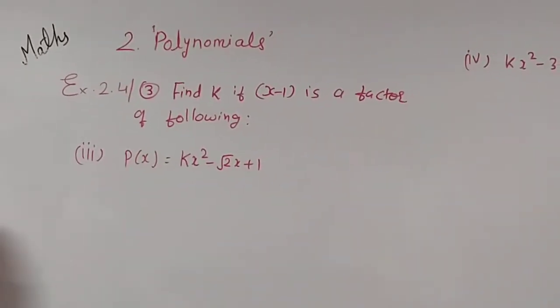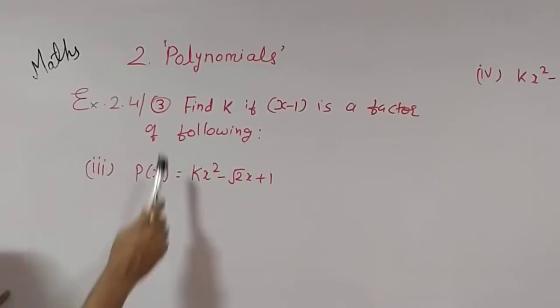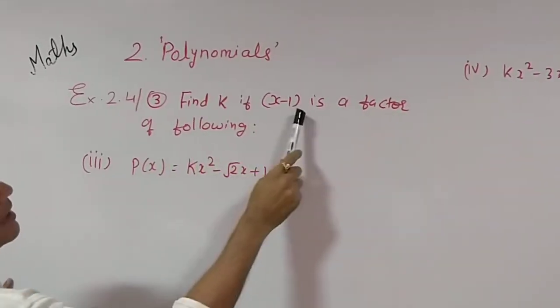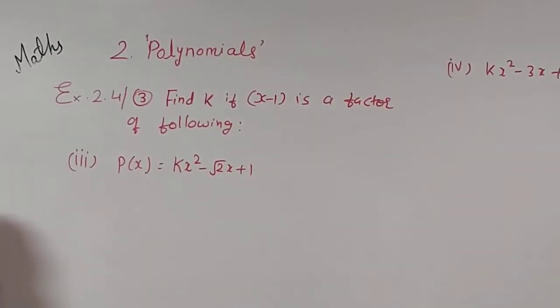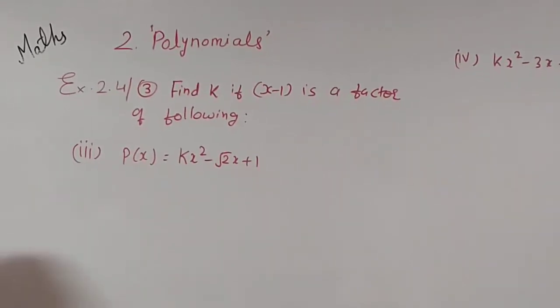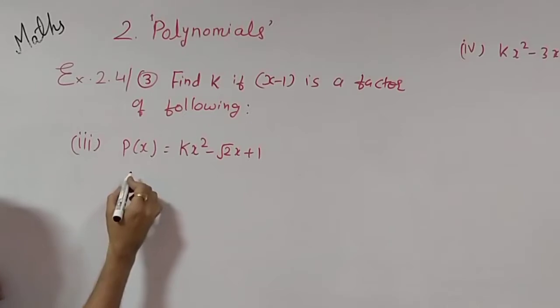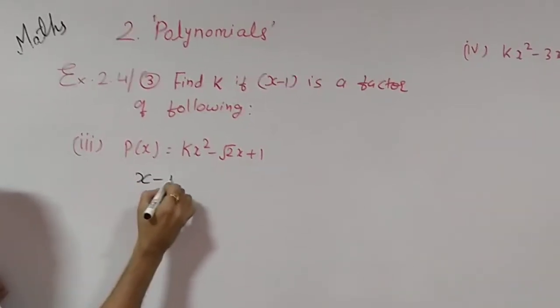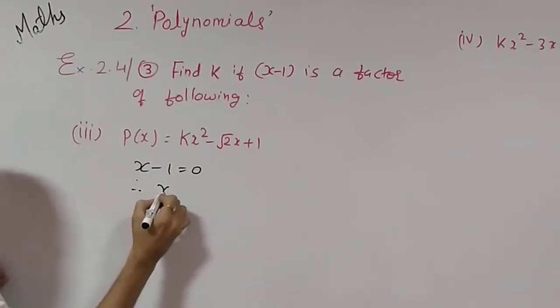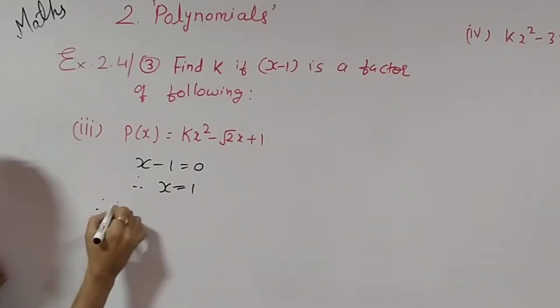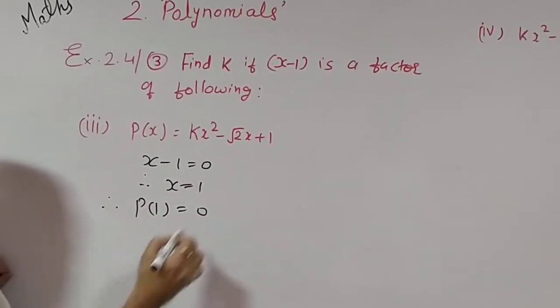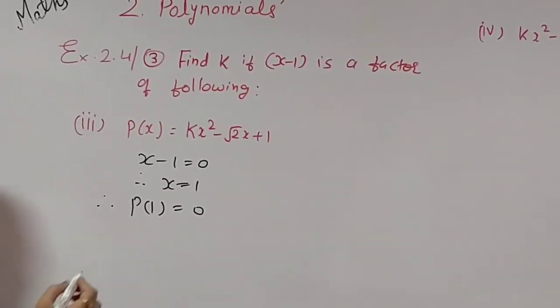Now, exercise 2.4, third sum. Find k if x minus 1 is a factor of the following. So, how can you find k? X minus 1 is a factor, therefore the remainder is 0. X minus 1 is 0, x is equal to 1. Therefore, p of 1 is 0. Now, what is p of 1?